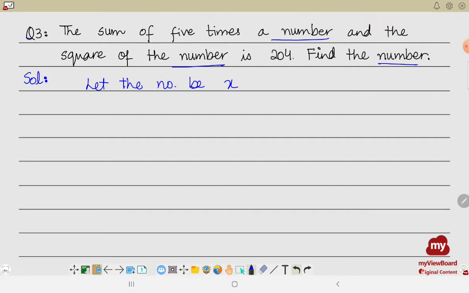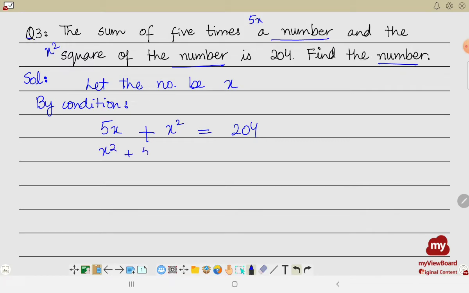Now we are going to apply the condition on this number x. By the given condition, 5 times a number will be 5x, and the square of that number will be x square. We just have to take the sum of these two things. So the sum of 5 times the number and the square of that number is 204. This is just the mathematical translation, converting English to mathematics. Okay.